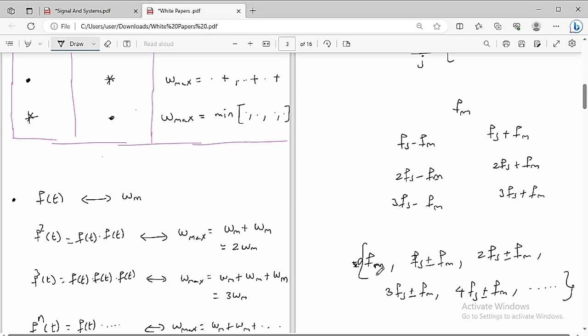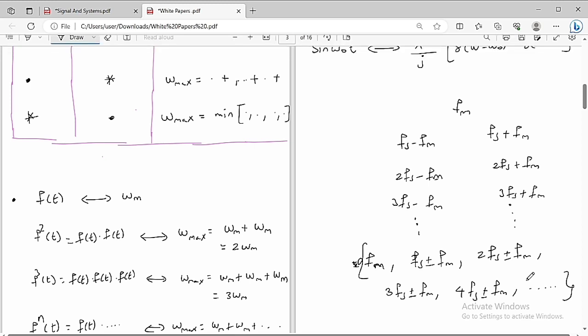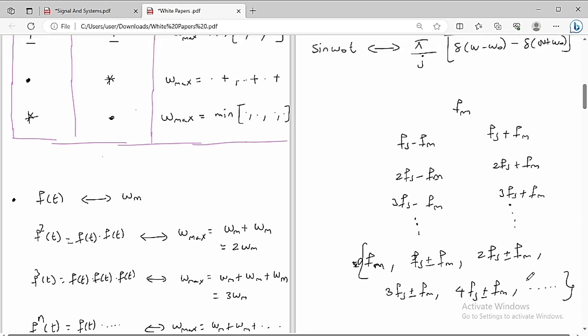So listen carefully: fm, fs plus or minus fm, 2fs plus or minus fm, 3fs plus or minus fm, 4fs plus or minus fm, and so on. So infinite frequencies are going to be present in a single signal. All these things are going to be present. Finally, the frequencies present are fm, fs plus or minus fm, 2fs plus or minus fm, 3fs plus or minus fm, 4fs plus or minus fm, and so on, in the signal y of t.